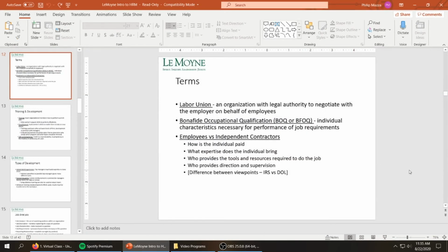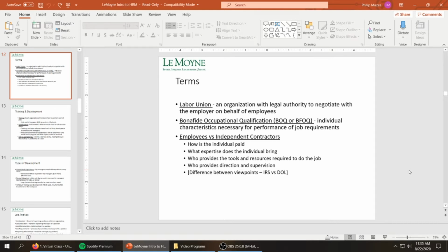Now, there are some terms that come into play for HRM, really depending on the organization. One term, of course, is labor union. I've been fortunate enough to have worked in organizations where there have been no labor unions, and that gives the organization a little bit more flexibility, especially on the pro or good side. Another very important term is the BFOQ, or bona fide occupational qualification.